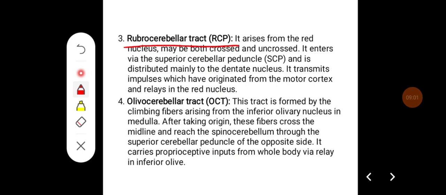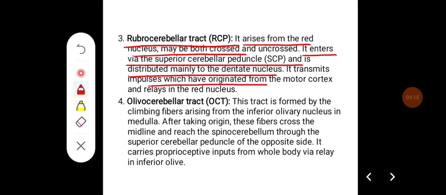Rubrospinal tract, rubrocerebellar tracts. They arise from the red nucleus, maybe both crossed and uncrossed. They enter via the superior cerebellar peduncle and it is distributed mainly to the dentate nucleus. It transmits impulses which have originated from the motor cortex and relays in the red nucleus.